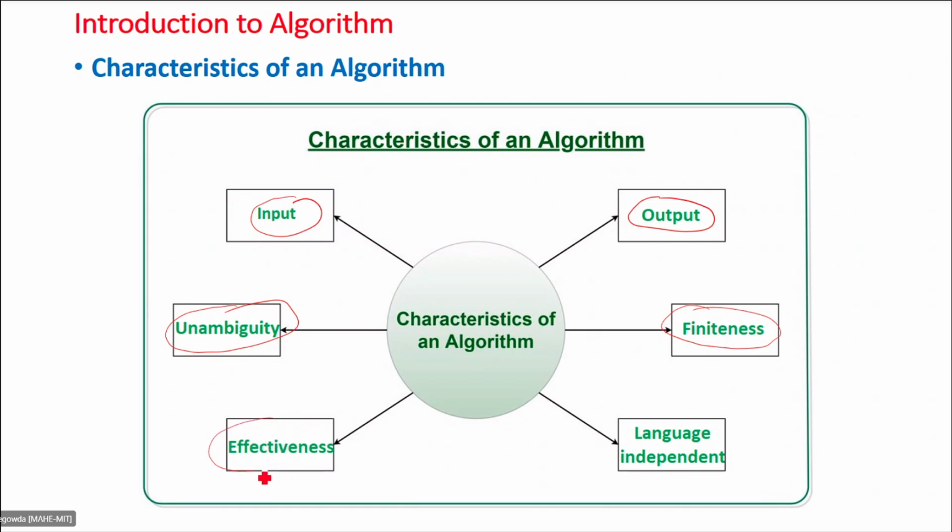The fifth characteristic of an algorithm is effectiveness. An algorithm should be effective, as each instruction in an algorithm affects the overall process. The last characteristic of an algorithm is that it is language independent. An algorithm must be language independent so that the instructions can be implemented in any language with the same desired output.